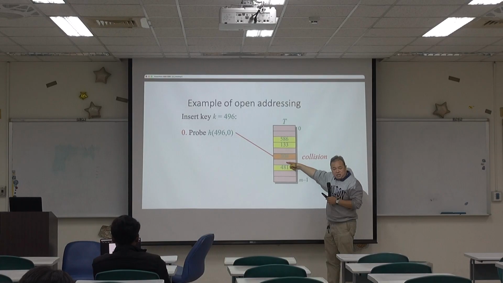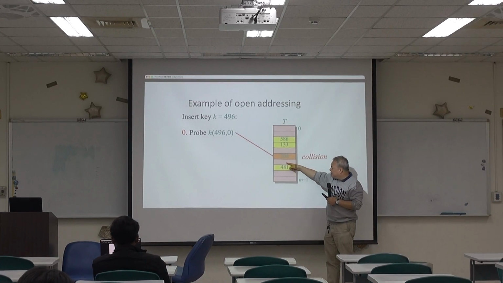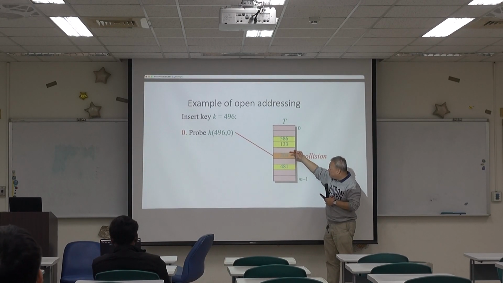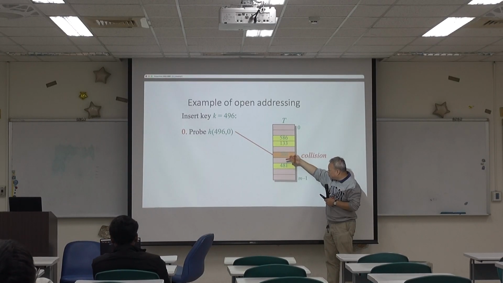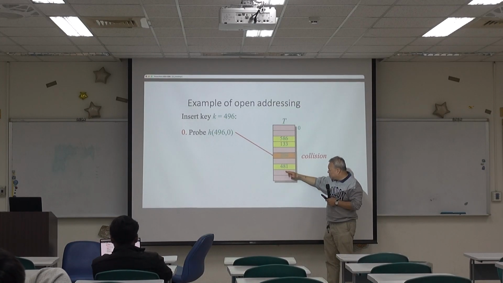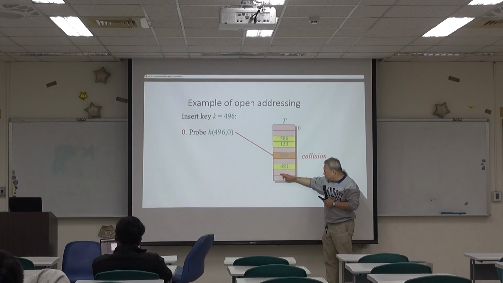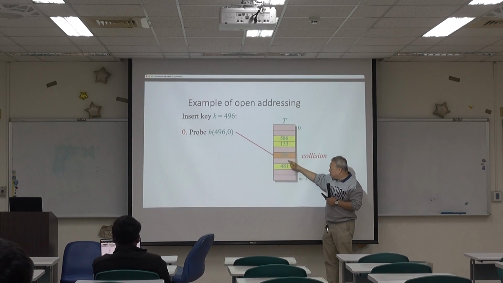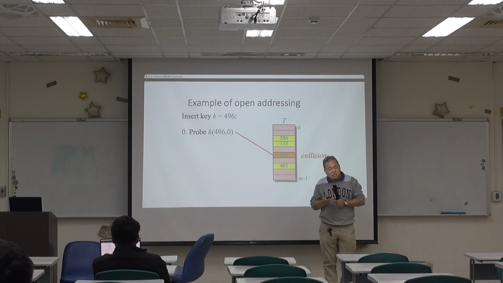If the next record to get inserted happens to be here again, remember this one has been taken, so there's a collision and we go to the next one. Oh, this one has been taken, so we go to the next one. Oh, this one has been taken. So it will be here.